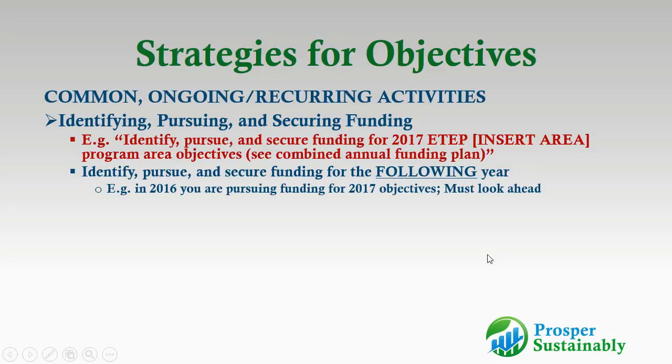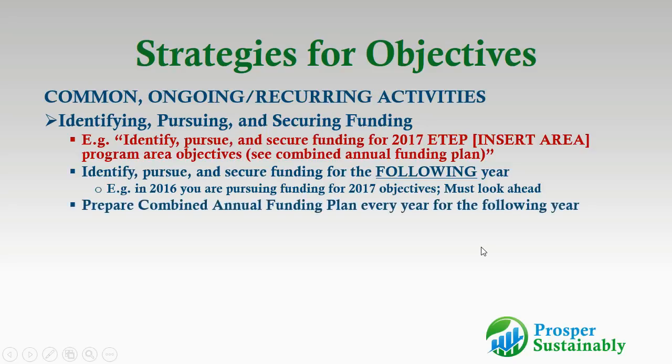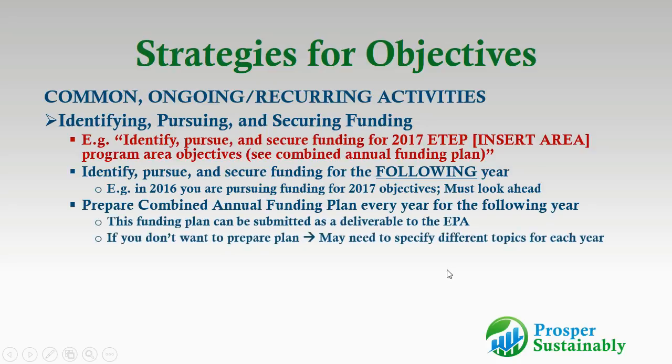So you want to go to your ETEP. When you're considering your funding, what funding you want to pursue, you want to filter for your 2017 objectives, and then develop your funding plan accordingly. And so I recommend preparing a combined annual funding plan every year for the following year. This is not something you include in your ETEP. This is just something you include as an ETEP objective if you want. And it just helps you kind of understand what funding you're going to be pursuing for the upcoming year. And that plan can be submitted to the EPA as a deliverable.